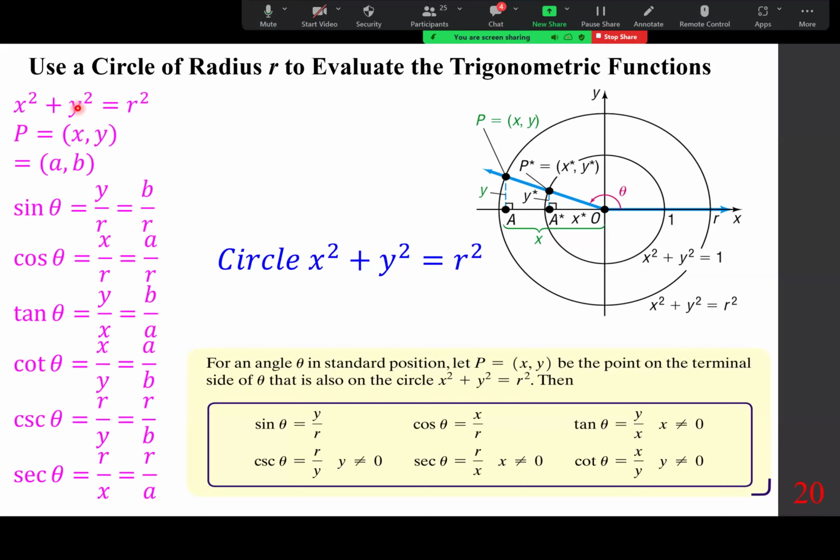And so, if x squared plus y squared equals r squared, and P has coordinates x comma y, let's say a comma b, not to mix it up with x, y, which we normally used when the radius was 1. So sine is y over r, or b over r, cosine is x over r, or a over r, and the rest of them follow. I hope everybody is okay with that. Remember, the difference is now we are not using the unit circle. We are using x squared plus y squared equals r squared.